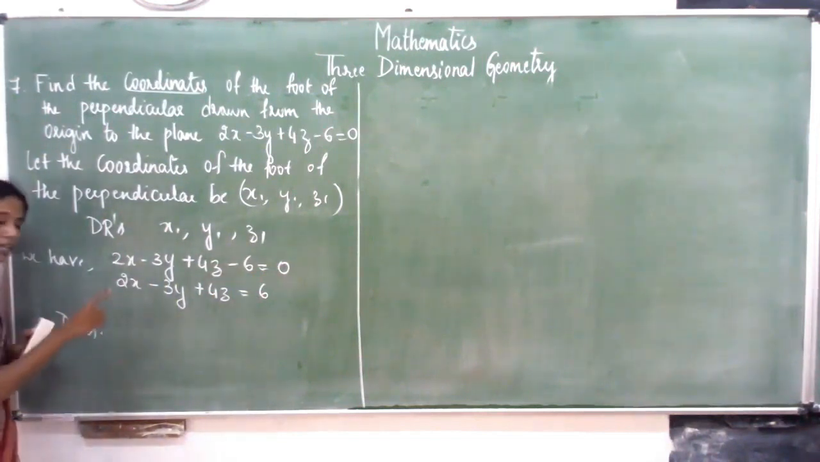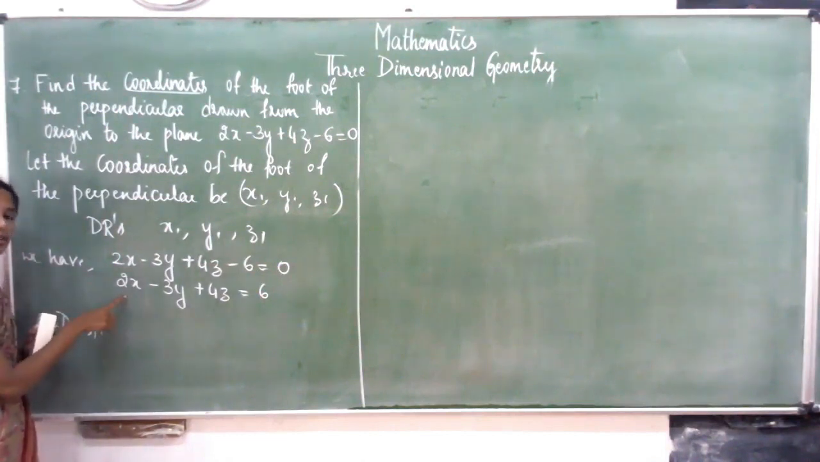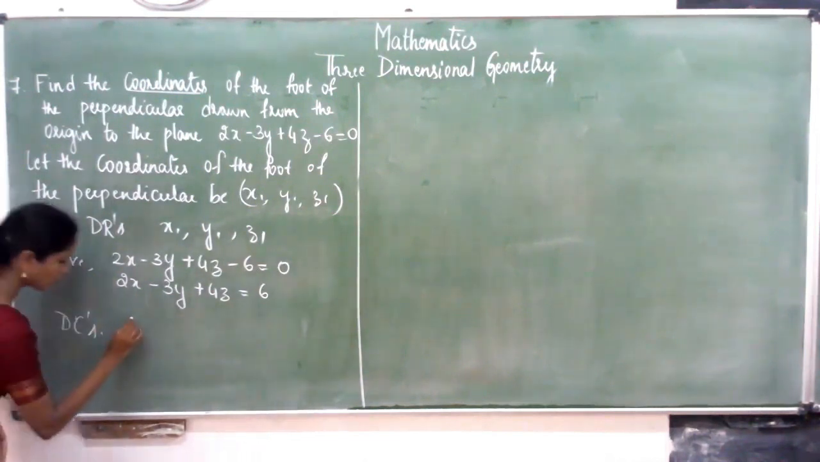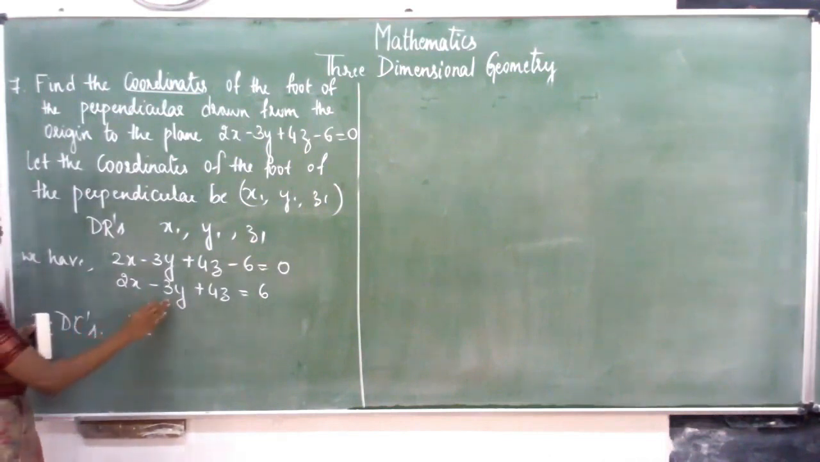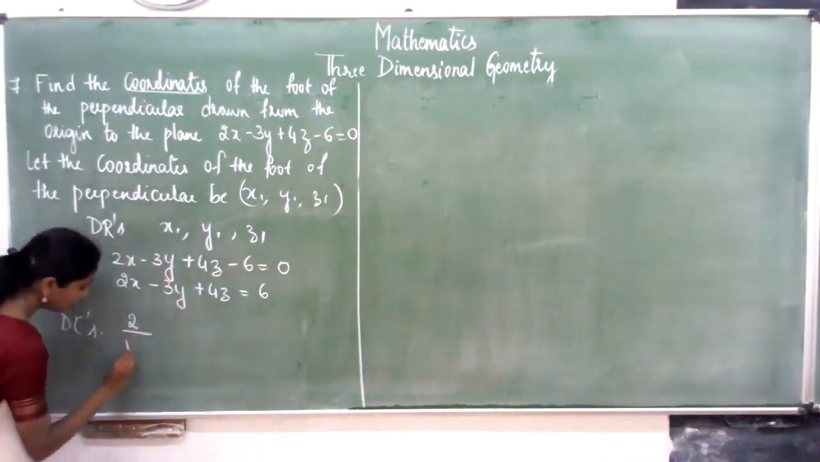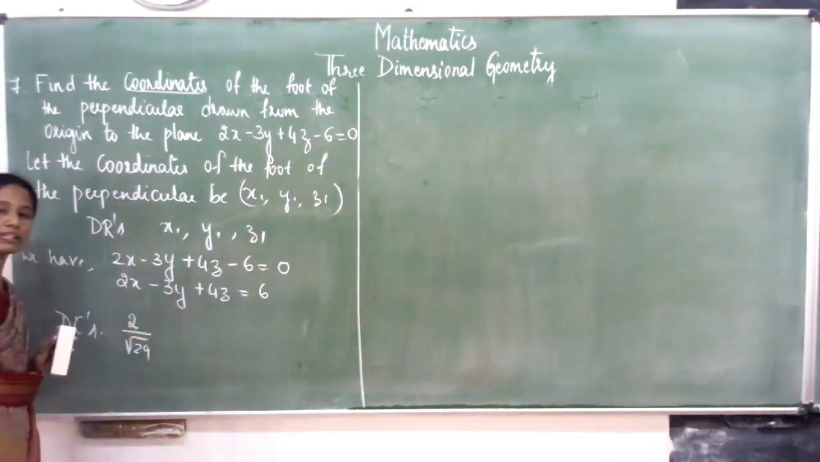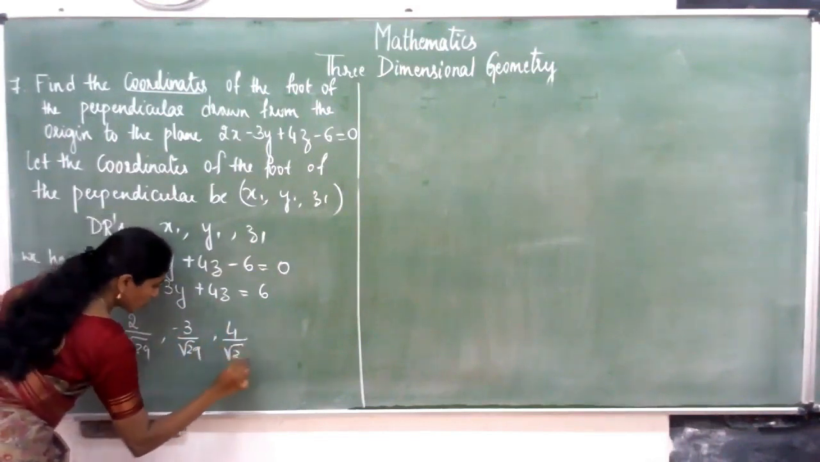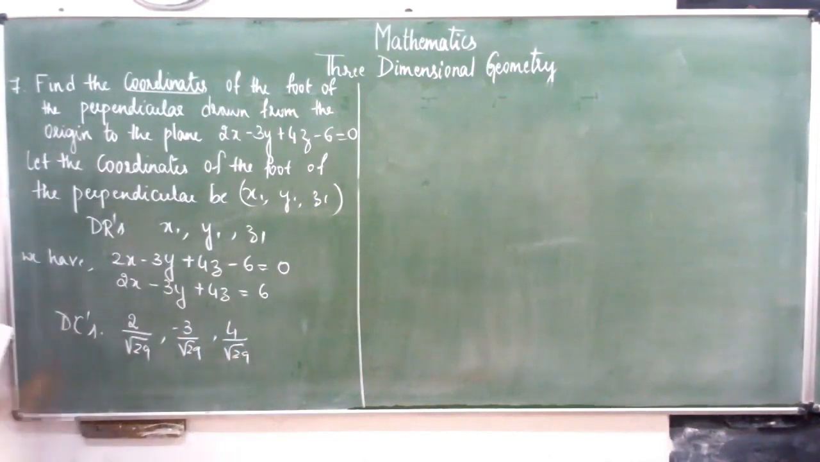Remember always, as I have told you in the previous class also, this equation will be in the form of ax plus by plus cz is equal to p, where a, b, c are the direction ratios, and you need to find the direction cosines using the formula a by root of a square plus b square plus c square. So here, 2 divided by root of 2 square plus 3 square plus 4 square, which is root 29, that is 4 plus 9 plus 16. Next, minus 3 by root 29 and 4 by root 29 are the direction cosines for the given equation.